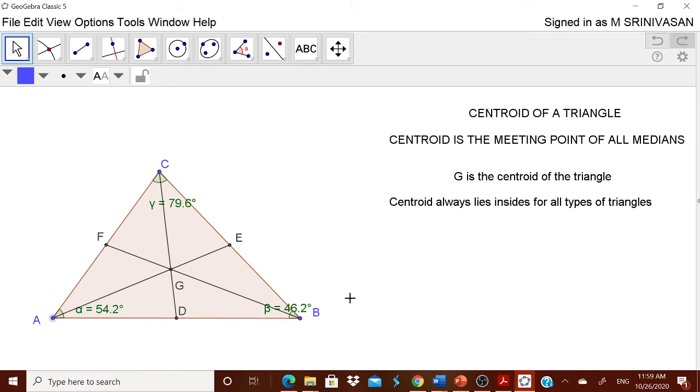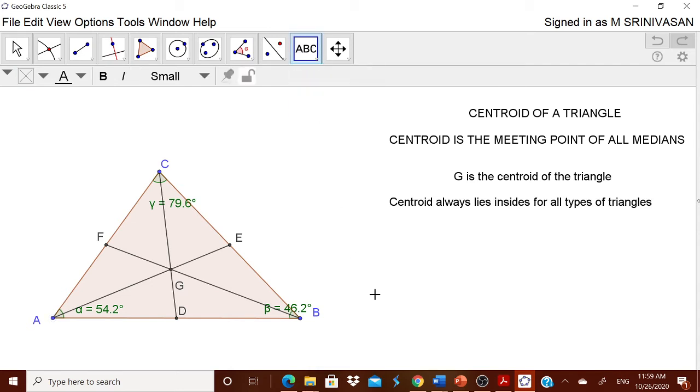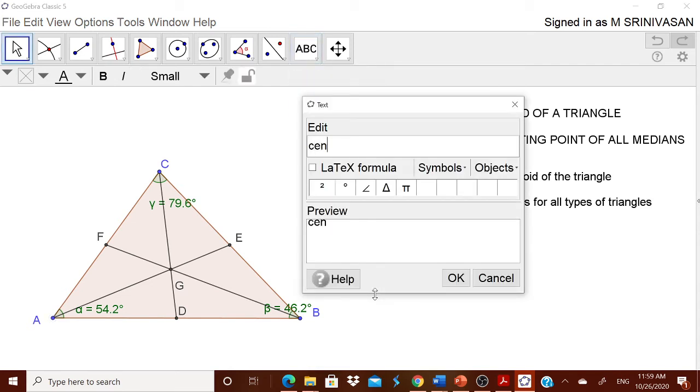Now the next property is the centroid divides the median in the ratio 2:1. You declare that the centroid divides the median in the ratio 2:1. Well, I have declared it.